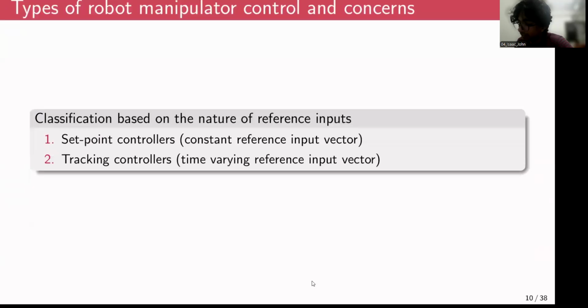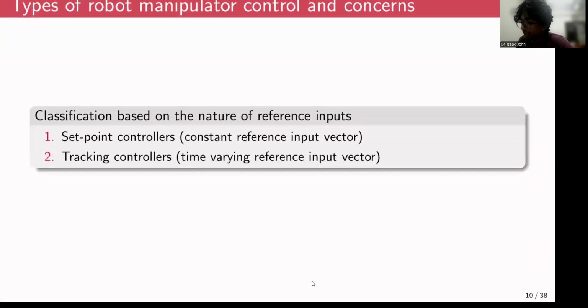And then another classification would be based on the nature of reference inputs. The first one, we have already seen. It is called set point controllers, where, if you have an RR manipulator, something like this, the initial location would be somewhere around here. I'll call this the initial position.